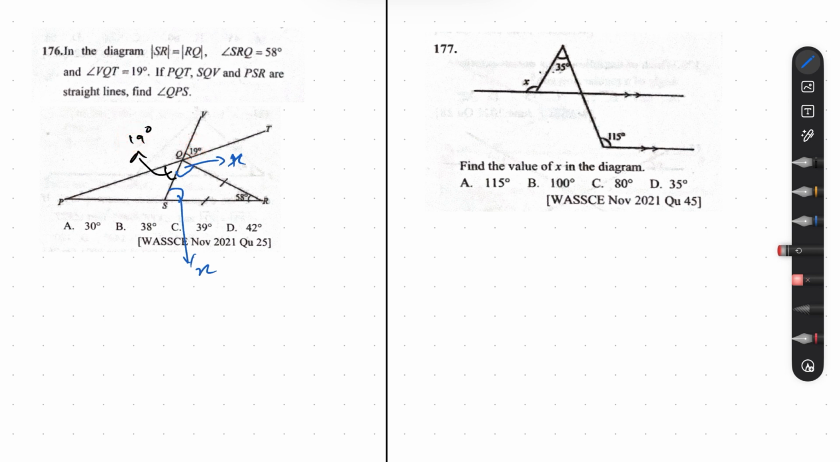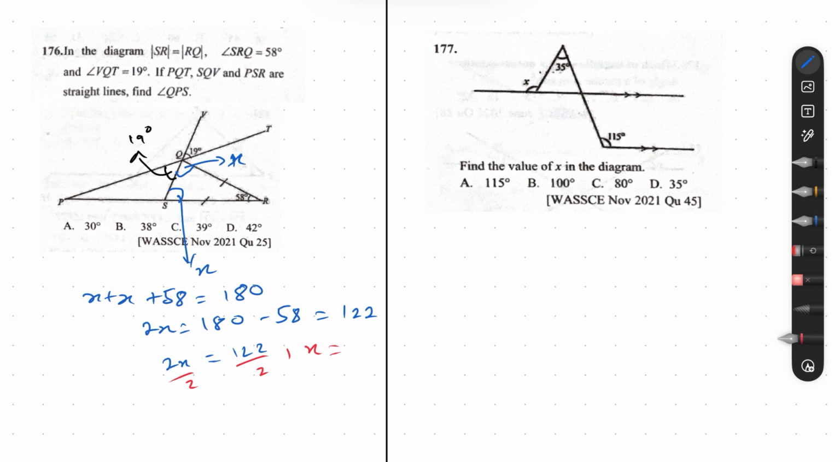Cool. Now let's solve for x. So we have x plus x plus 58 should give us 180. Cool. So that means you have 2x equal to 180 minus 58, which is equal to 122. So 2x equals 122. We divide both sides by 2. We find our x to be equal to what? 2 cancels out 2, and this cancels to be 61. So our x here is 61.